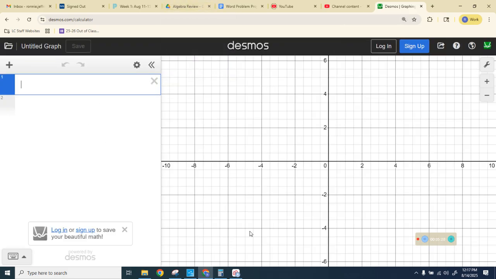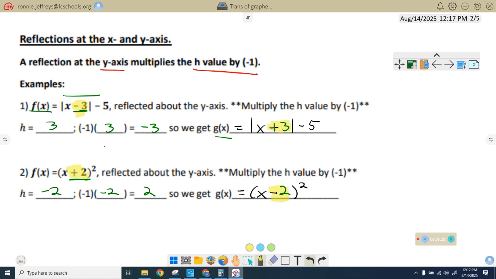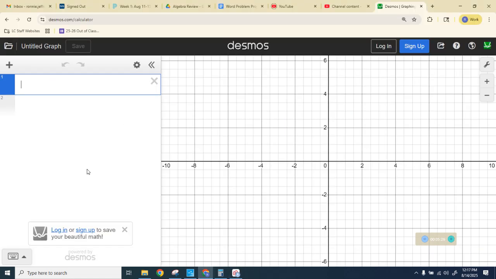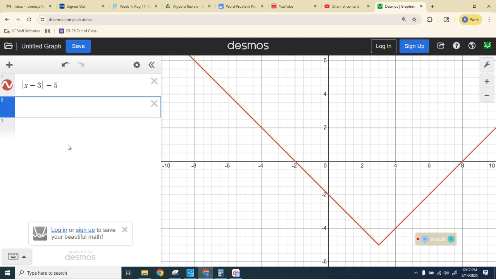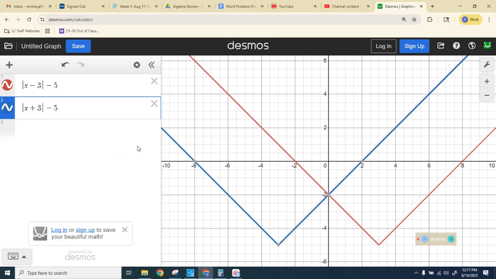So that first one was absolute value of x minus 3, minus 5. And if we do it again, x plus 3 minus 5. So literally, you just spin it at the y-axis. That's what we're doing. That's its pivot point. It just spins around.